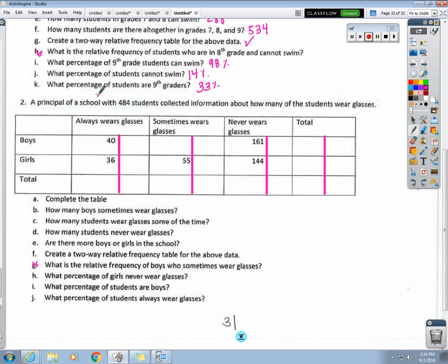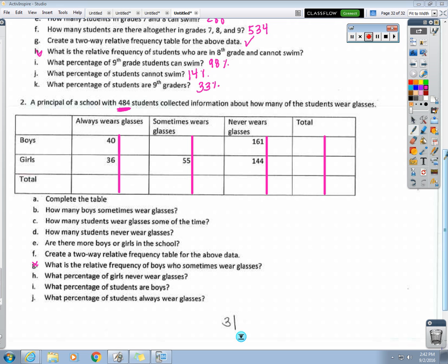A principal of a school with 484 students, that's important information, collected information about how many of the students wear glasses. So use the information they gave you in this statement and the information they gave you in the table to fill in the rest of the totals and the elements and then answer the questions. Okay, I'll give you a few minutes to do this.